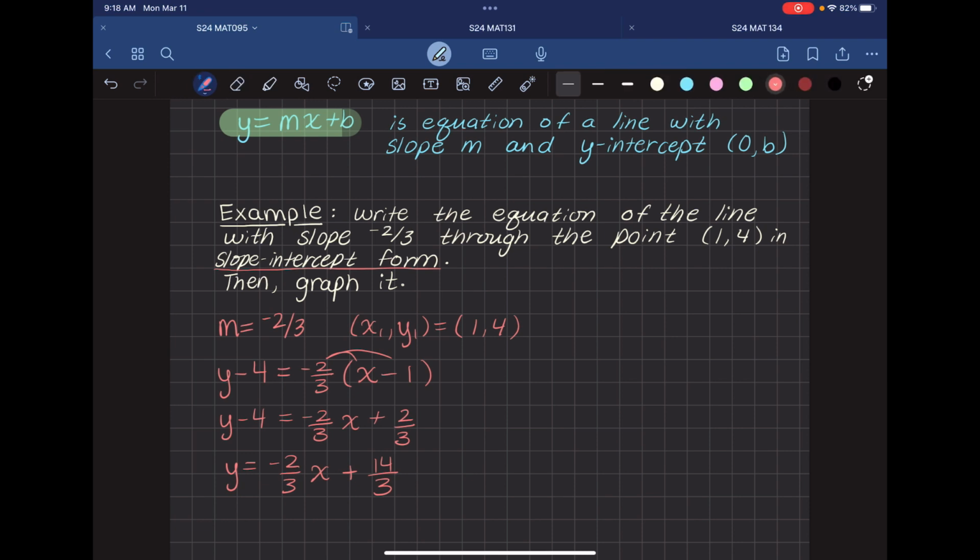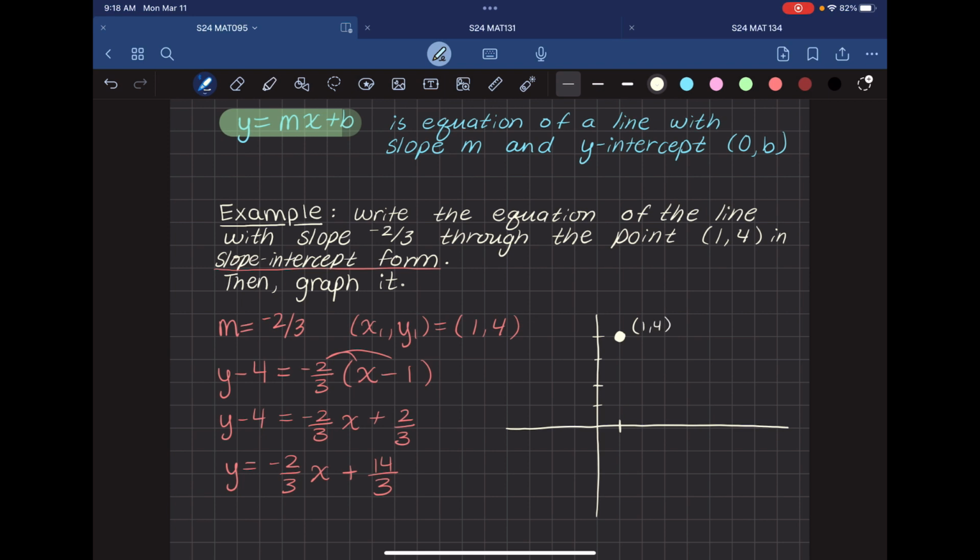Then we want to graph it. And there's two ways that we can go about graphing this. The first way is to just use the point and the slope that they gave us. So I'm going to go ahead and do that way first. So they gave us a point 1, 4. So we'll plot this point.